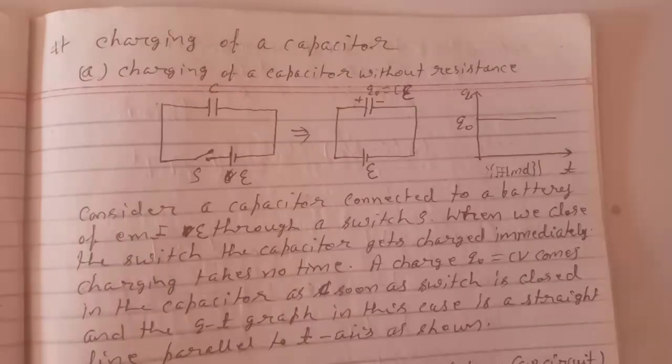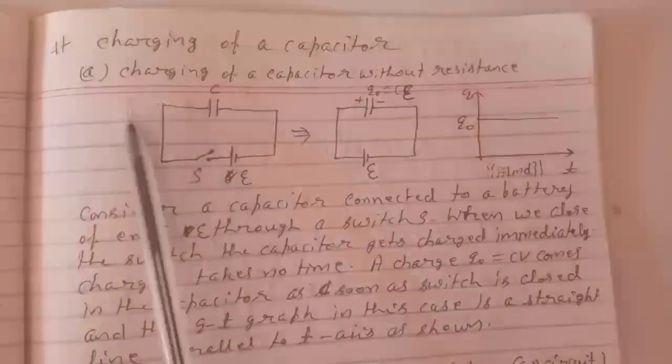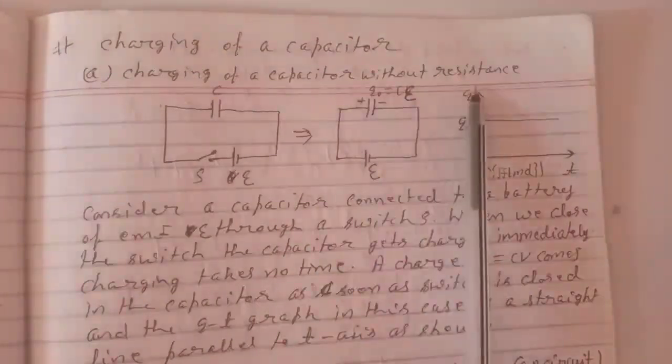Now today's topic is charging of a capacitor, and we will know how a capacitor is charged and what its property is, how charge accumulates on the plate of a capacitor. So let's first define it. Charging of a capacitor without resistance.